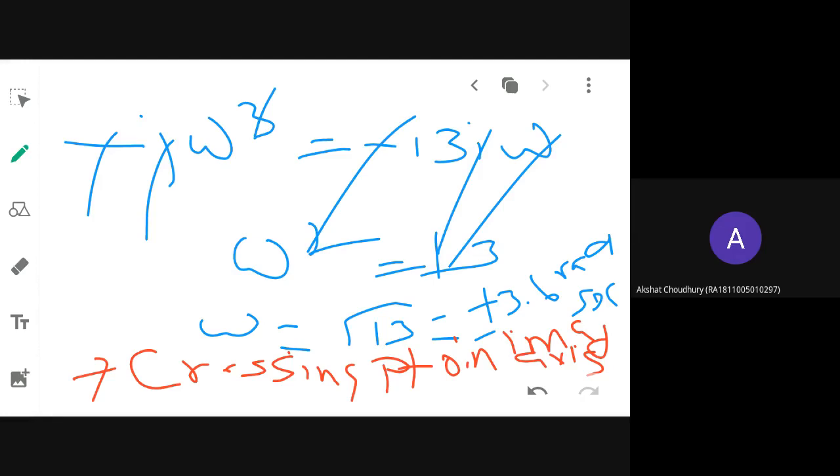See, this is taking a long time to solve this problem, so I might not have time to solve many problems on this concept. So these 2 problems that I am solving, you listen to me attentively. In case you are having any doubts, you ask me rather than keeping silent. So what is this point called? Crossing point on imaginary axis.